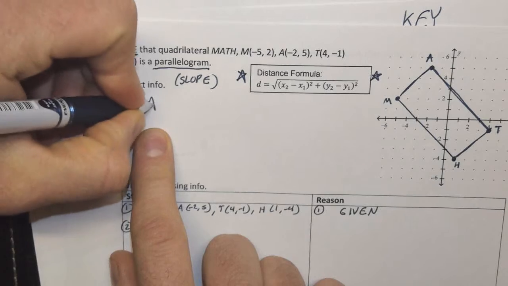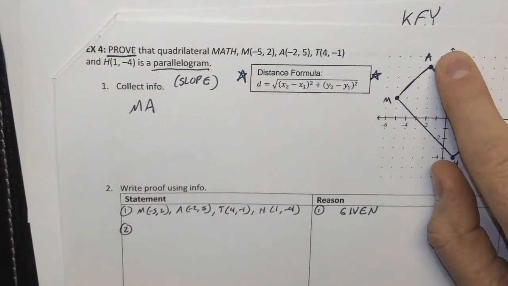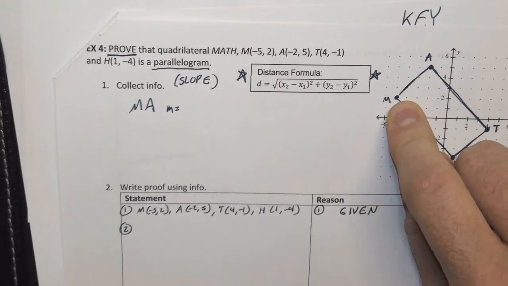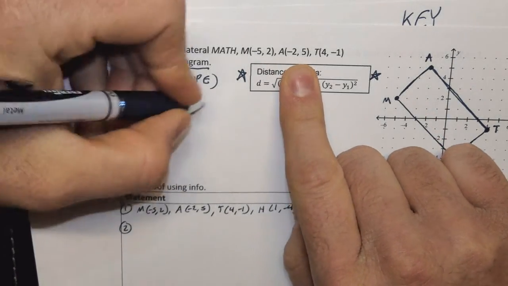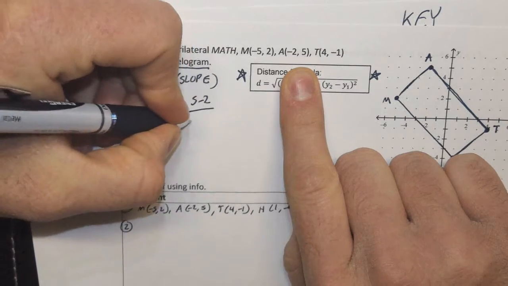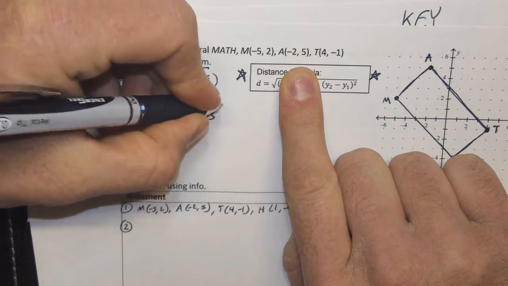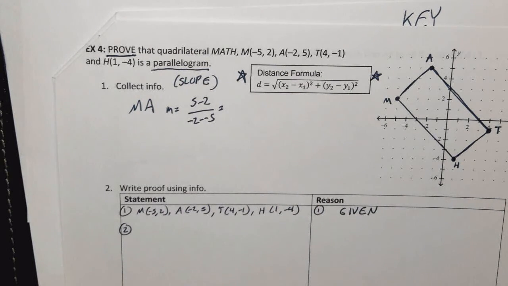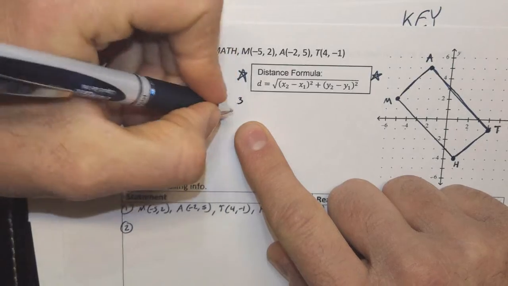I'm going to start off with the slope of MA, which is my very first line, running right here. I'm going to calculate the slope of this, and I'm going to use my ordered pairs that I have right up here. That's going to be 5 minus 2 over negative 2 minus a negative 5. And when you're calculating the slope for MA right here, it turns out pretty nice. We're going to get 3 in the numerator.